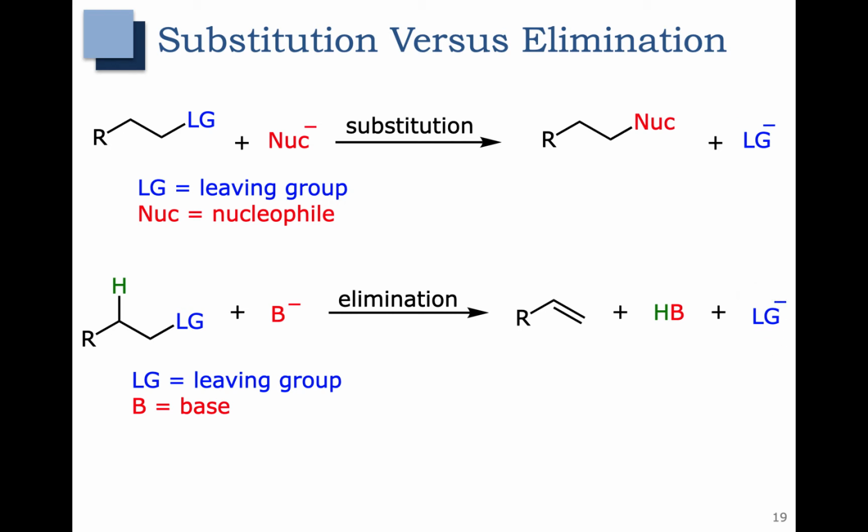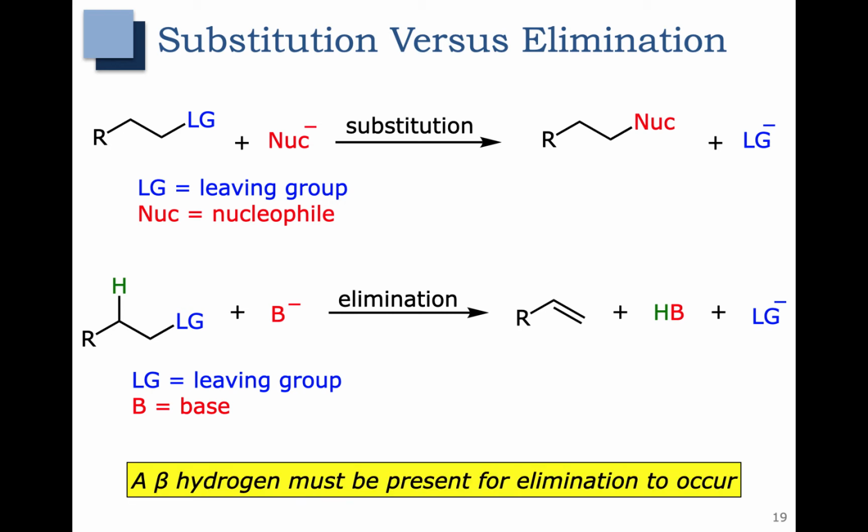The key difference in the bottom here is that we need this hydrogen here. That hydrogen is referred to as a beta hydrogen because it is on the beta position, alpha, beta. So we can't have an elimination reaction happen if that hydrogen's not there.